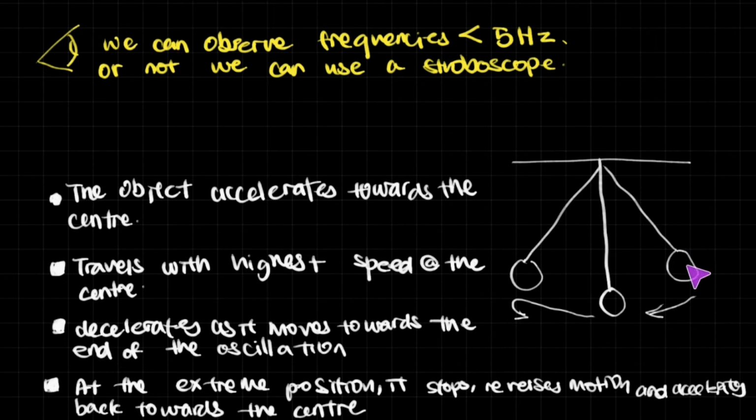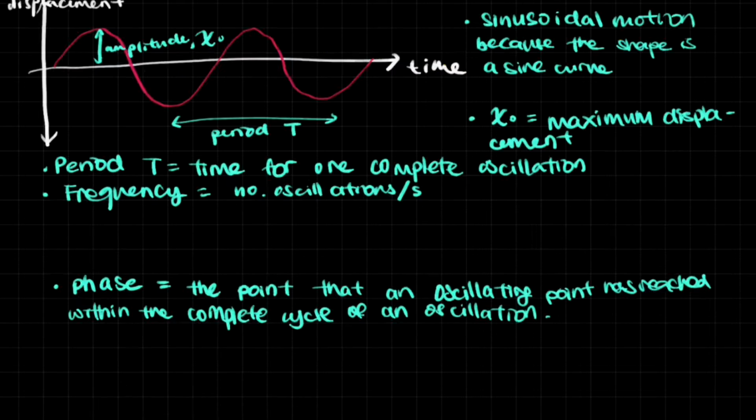The object will accelerate towards the center. It's going to travel at the highest speed at the center, and then it's going to start decreasing, and then it's going to stop, and then it's going to accelerate again and again. This is obviously because of gravity, which acts like this, and it has a component in this direction that pulls it towards the center. This force allows it to accelerate, and it would obviously change directions when you go to the other side.